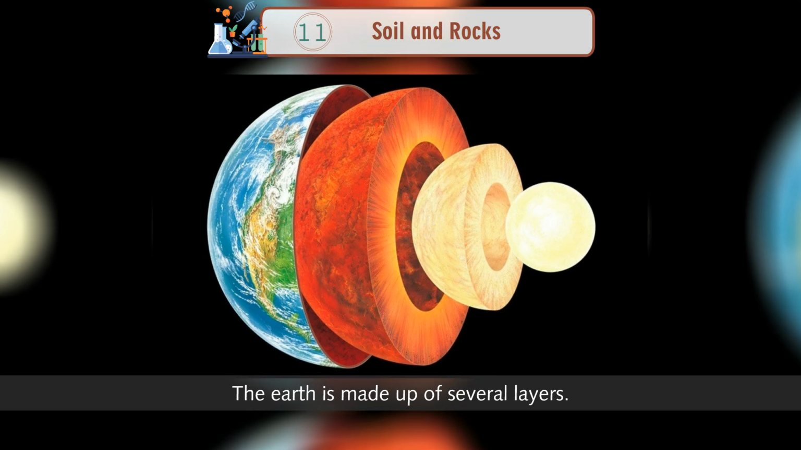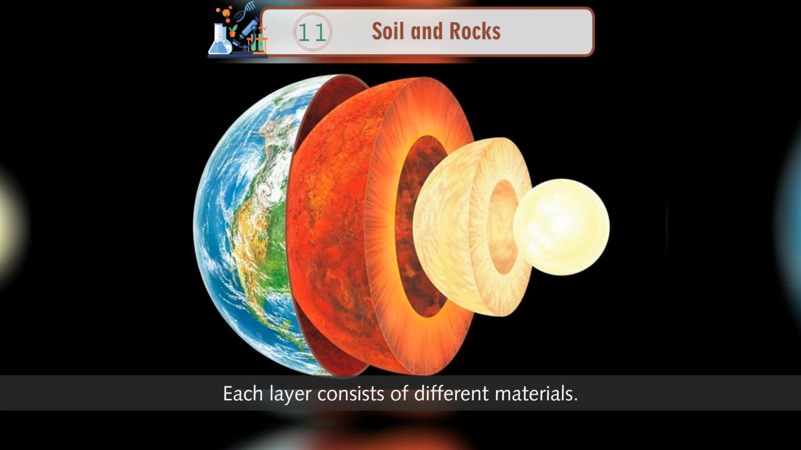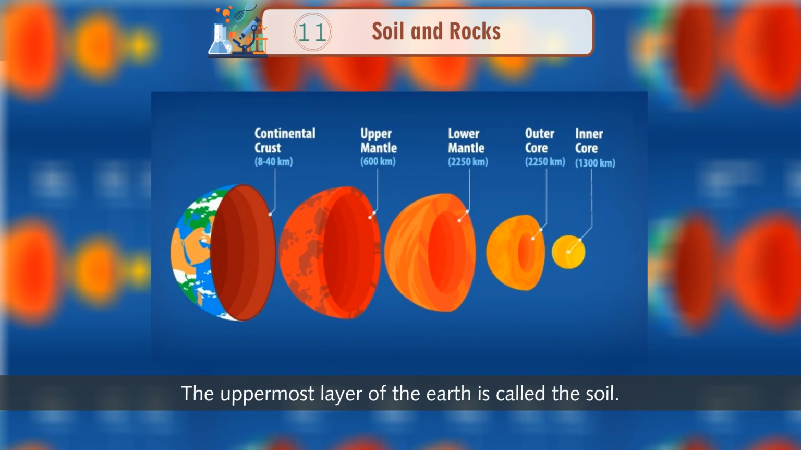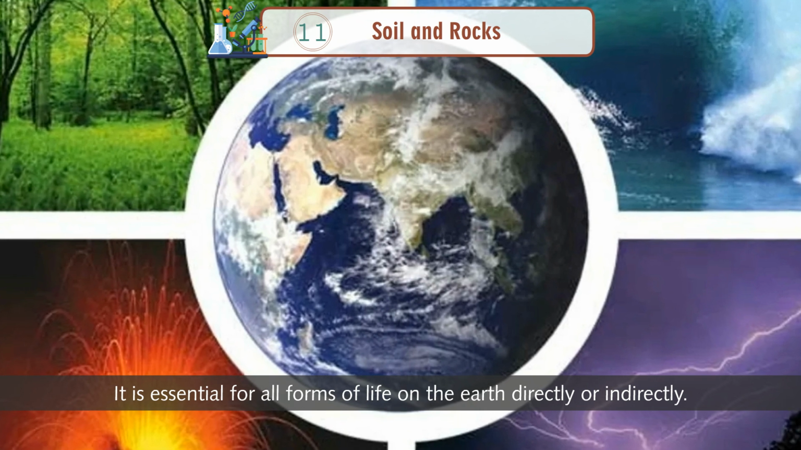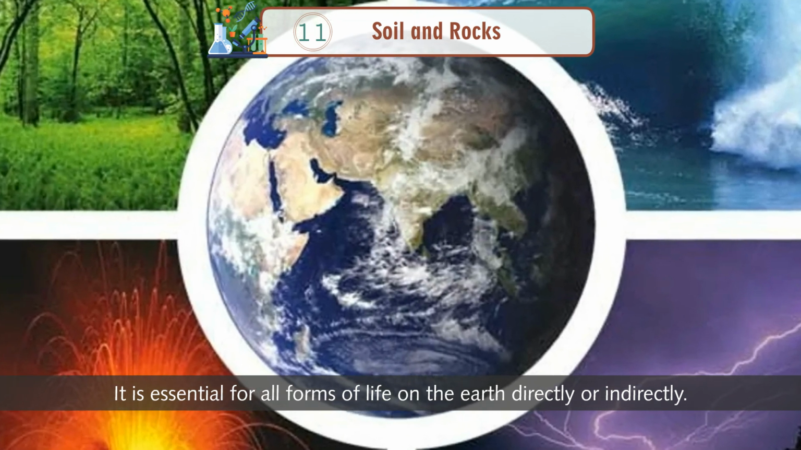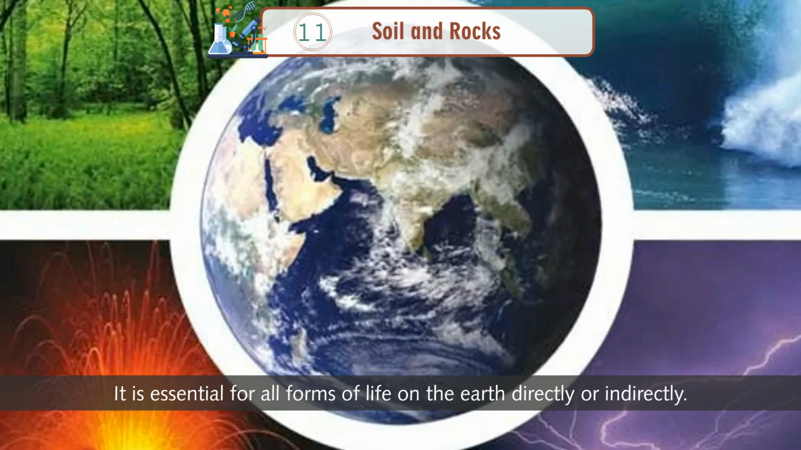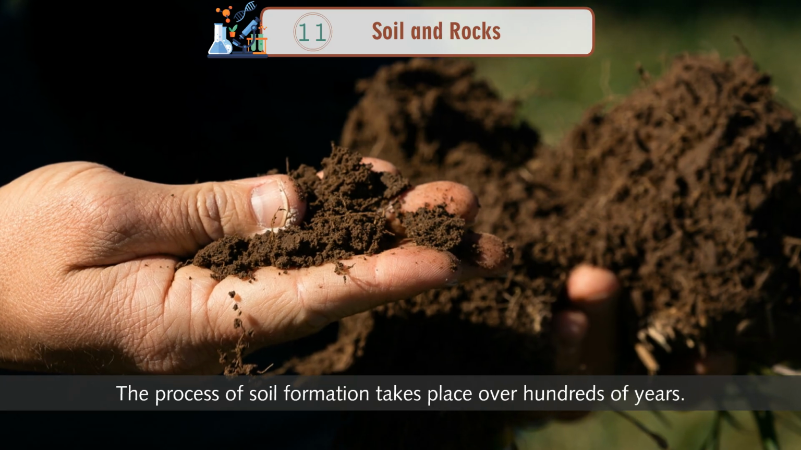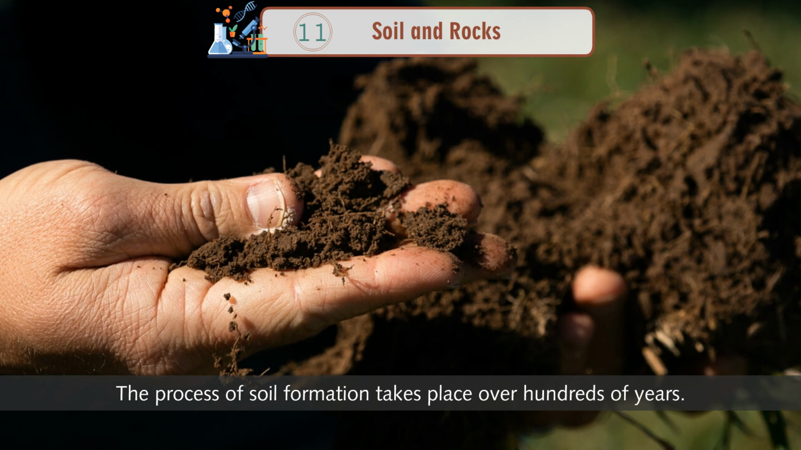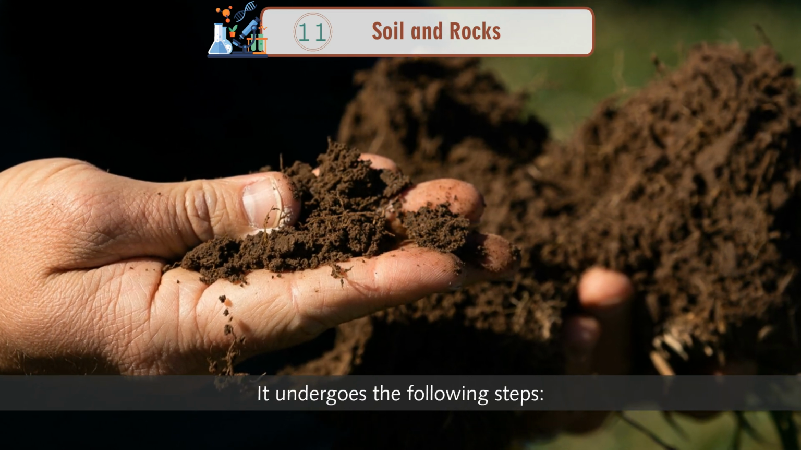The earth is made up of several layers. Each layer consists of different materials. The uppermost layer of the earth is called the soil. It is essential for all forms of life on the earth, directly or indirectly. Soil formation. The process of soil formation takes place over hundreds of years. It undergoes the following steps.